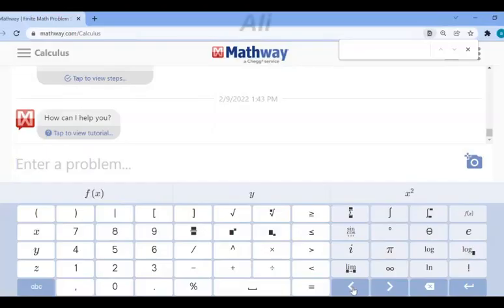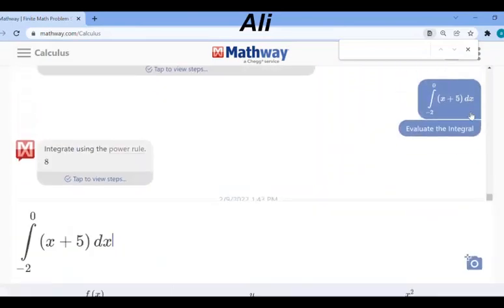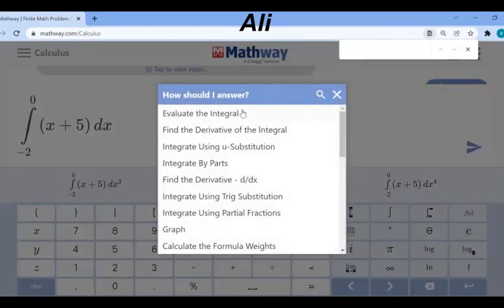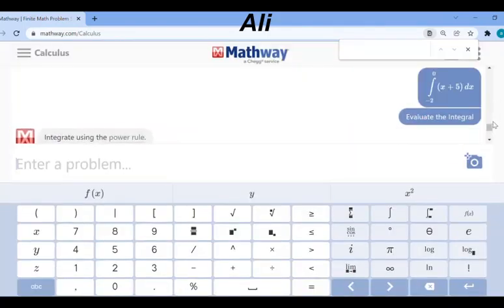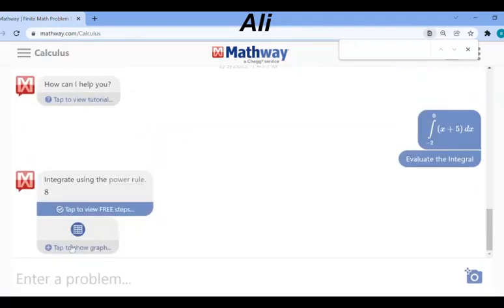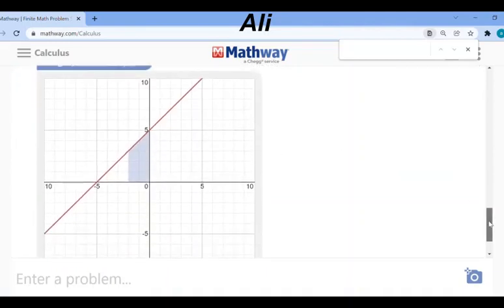So we start with the calculus section. So let's see and type up an equation. Can use this equation, calculus, and then we're gonna say evaluate, and it's gonna bring up the answer. The answer is 8. We can see a graph as well. And that's the calculus section.